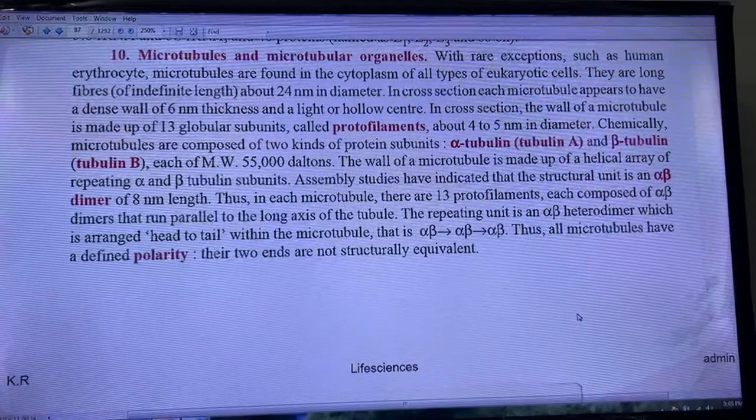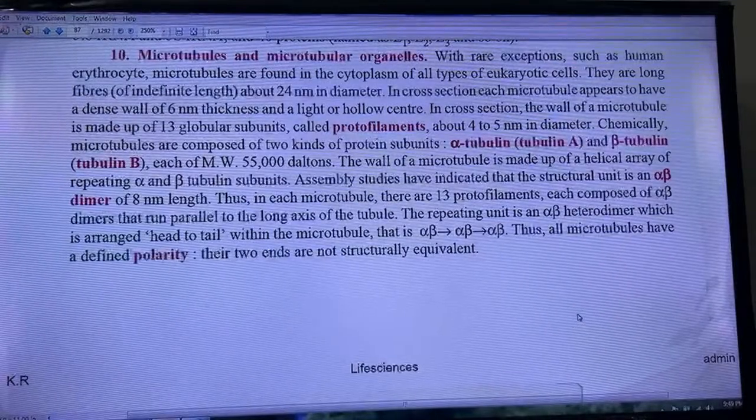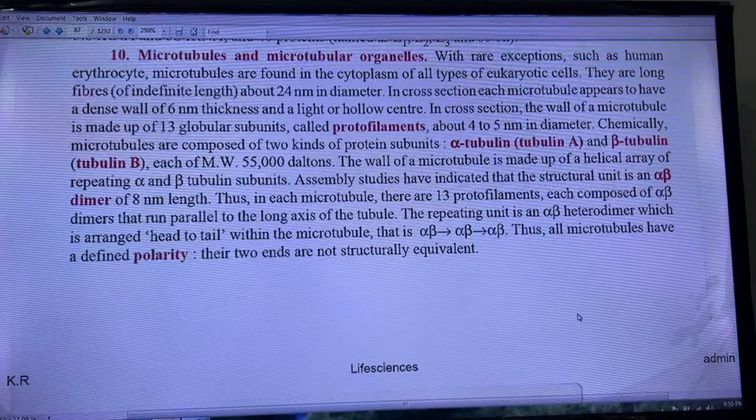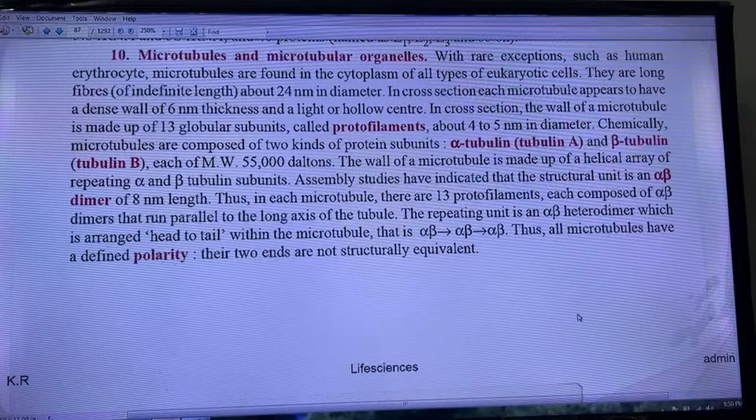protofilaments, about 4 to 5 nanometer in diameter. Chemically, microtubules are composed of two kinds of protein subunits: alpha tubulin, tubulin A, and beta tubulin, tubulin B, each of MW 55,000 Daltons. The wall of a microtubule is made of a helical array of repeating alpha and beta tubulin subunits. Assembly studies have indicated that the structural unit is an alpha beta dimer of 8 nanometer length.